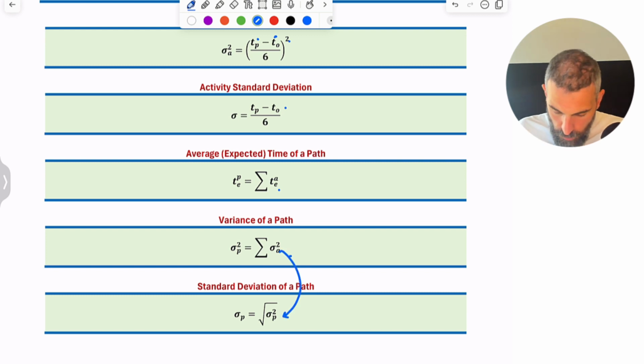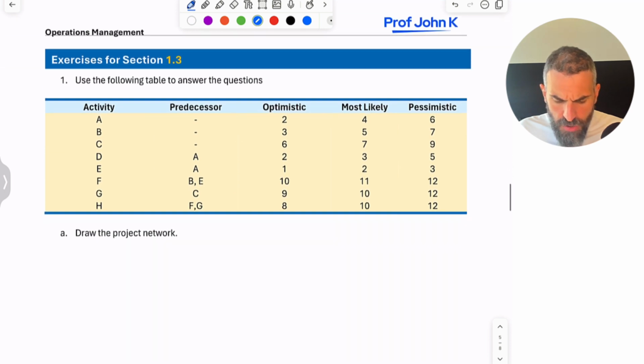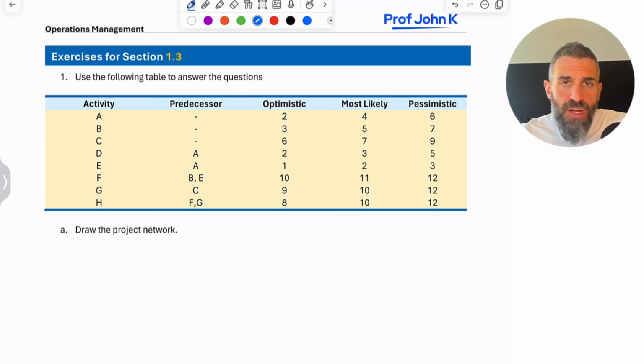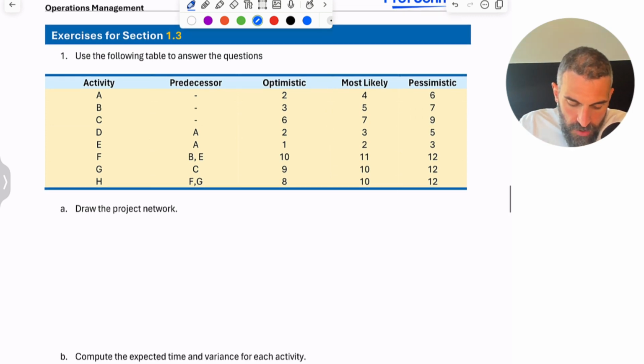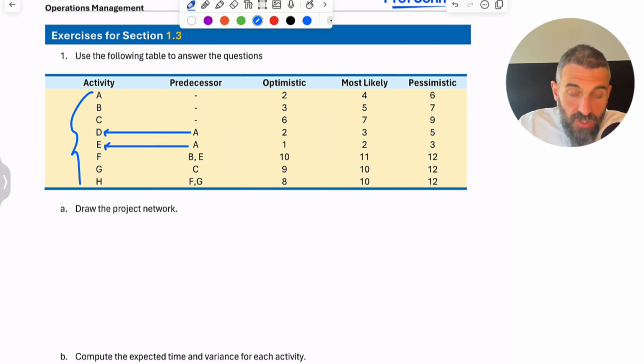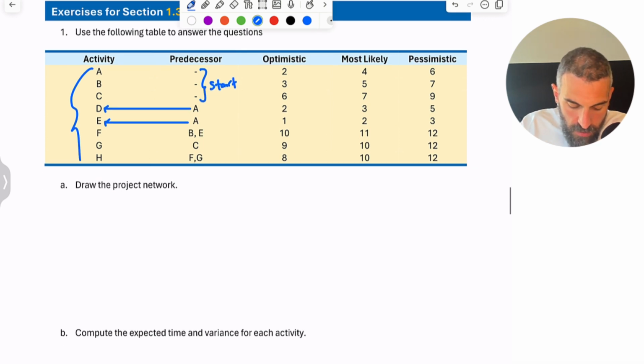Okay, so we're going to do this exercise here. We're also going to see how to deal with a table like this where you have to draw the network yourself. It's really simple. You just want to be a little bit careful when you're drawing it so you don't put your lines in the wrong place. So we have here the list of activities and then the predecessor, which means what? The predecessor comes before. So when you see something like this, it means that activity A is going to go to D. Activity A is going to go to E, and so on. So any activities that don't have predecessors are basically preceded by the start. So those are your first activities.